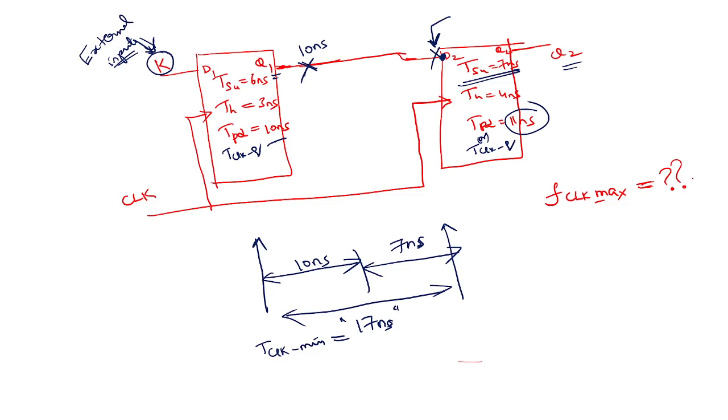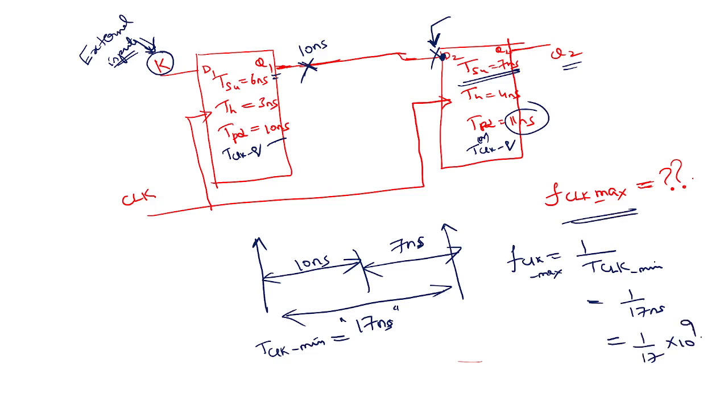Anything is fine. Right? So obviously F clock is 1 over T clock. This is maximum, which means this is minimum. So this is 1 over 17 nanoseconds because they are asking about frequency, right? So this is around 1 by 17. You calculate how much is this? 10 to the power 9, right? And then this is 1000 divided by 17, and 10 to the power 6 is mega, right? This is this many megahertz.